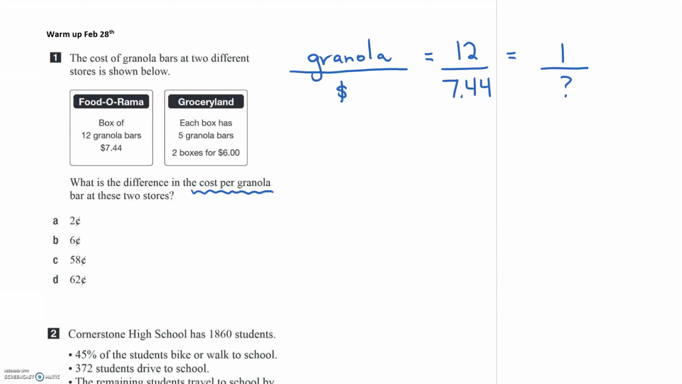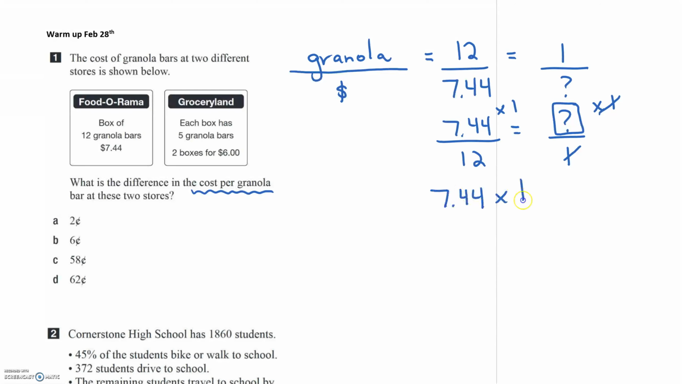of one granola bar. Now, since my unknown is at the bottom, I'm going to flip both fractions. Okay, so remember that we just flip both fractions. And to find the question mark, there's a division by 1 that's in the way. So to cancel out a division, we multiply both sides by 1, just like we've been doing all along. So we're going to be doing $7.44 times 1. Then we're going to divide that answer by 12.